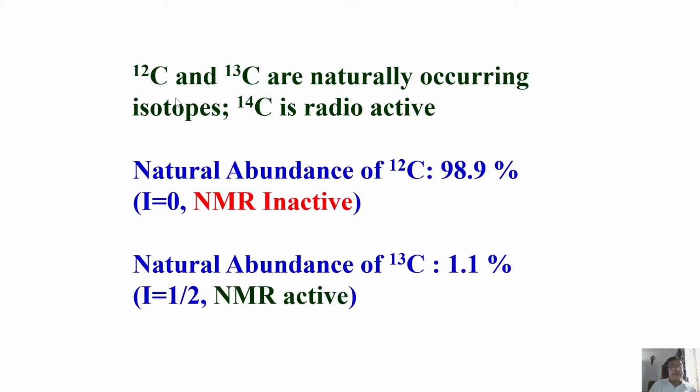So when spin is 0, magnetic moment is 0. The magnetic moment is 0, so there is no interaction of the magnetic moment with the external magnetic field. So no Zeeman effect, no splitting of energy levels, no NMR. The spin is 0, so such a nucleus is NMR inactive. So carbon 12 is NMR inactive. Interestingly, it is 98.9% abundant, and carbon 13 is only 1.1% abundant.